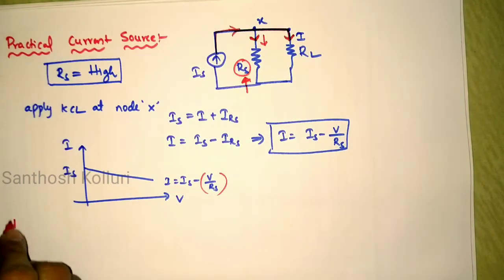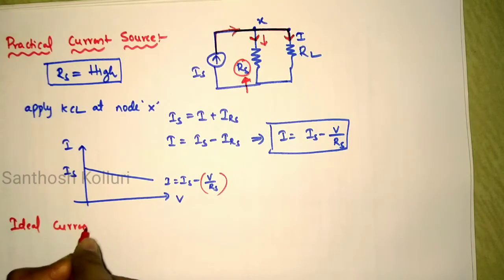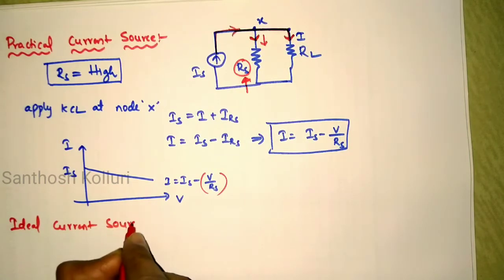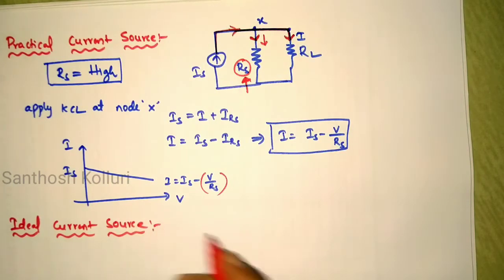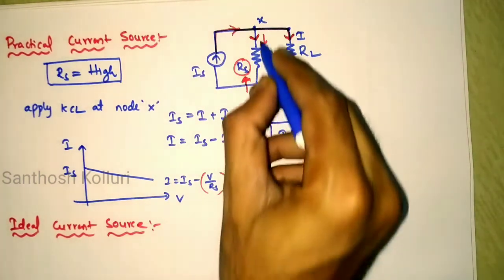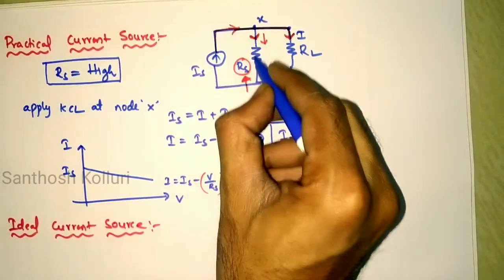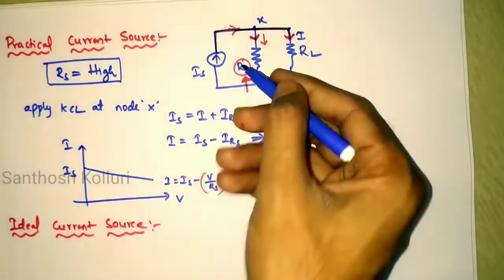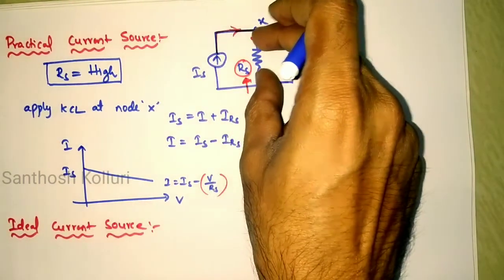So in case of ideal current source, as we discussed in the ideal voltage source, the value of RS is 0. But here, if the value of RS is 0, then this will become short circuited. So therefore, the entire current will be flowing through this internal resistance only. To avoid that, we need to put this value as infinity.